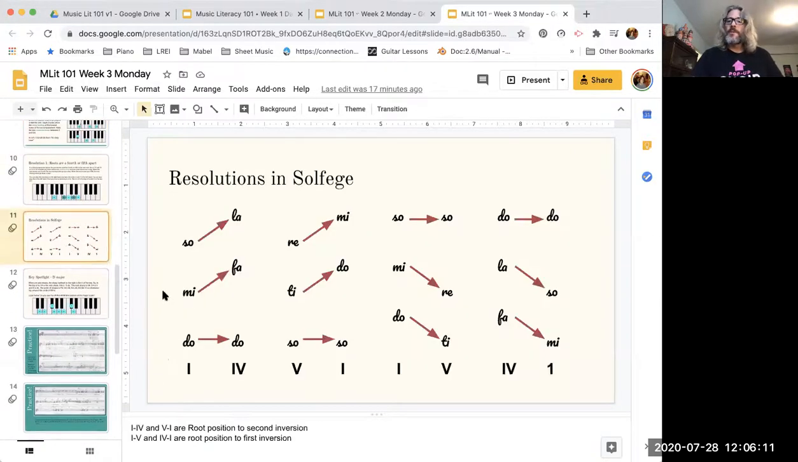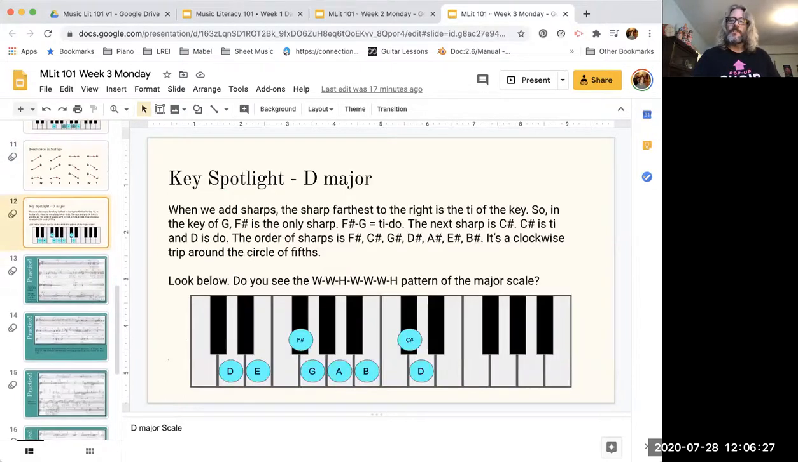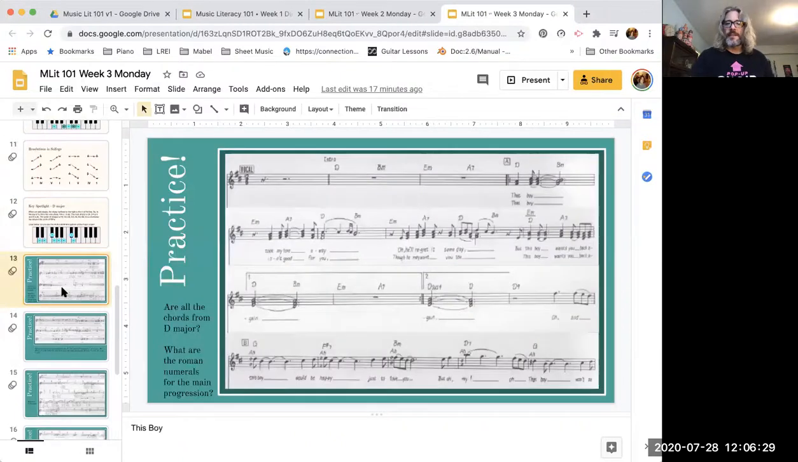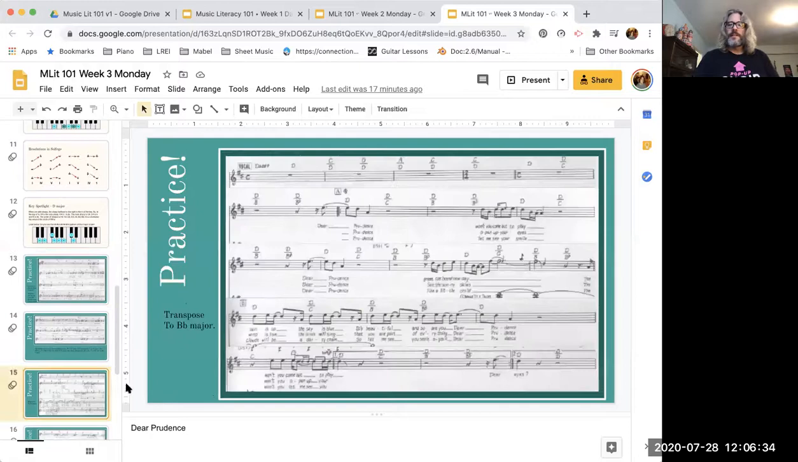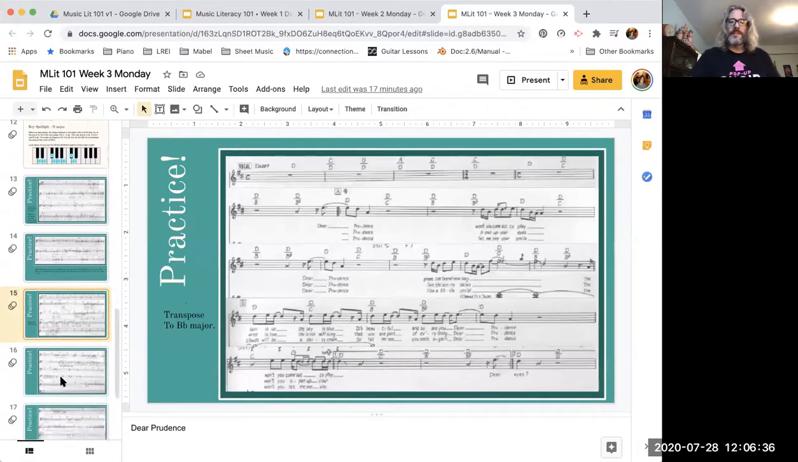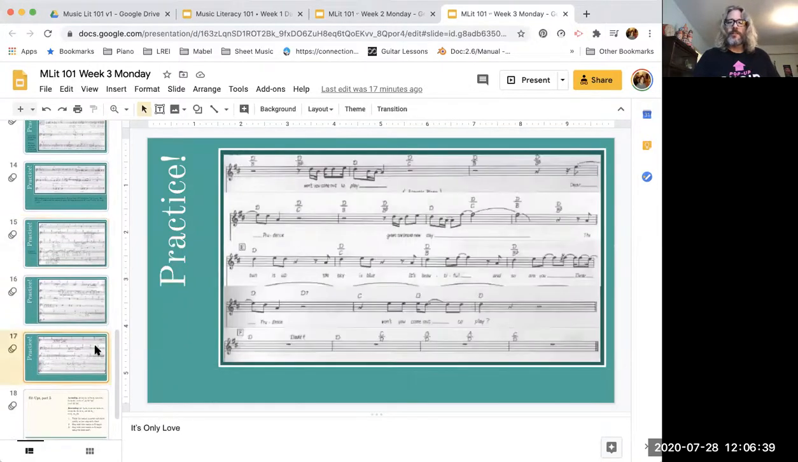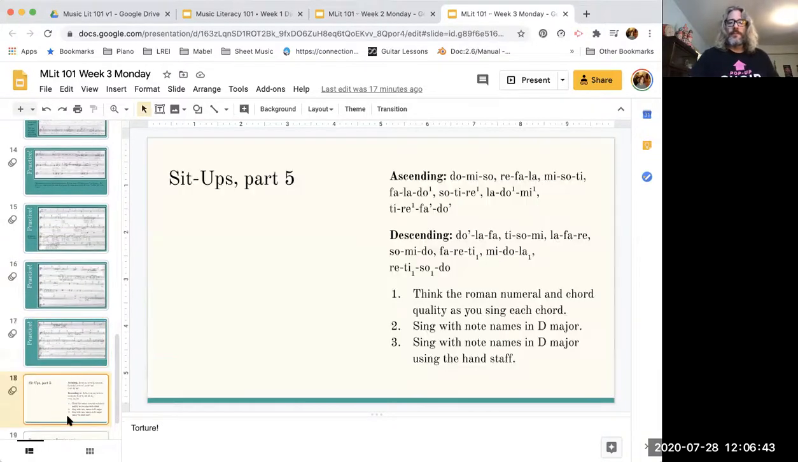Kind of going through here, we look through some common chord resolutions so that you can see why things sound so smooth when the chords are played by the way they are. But really, we always had a new key every day, and then lots and lots of songs. This one here is Dear Prudence, looking at that, and also this is It's Only Love. So there's just so much to do.